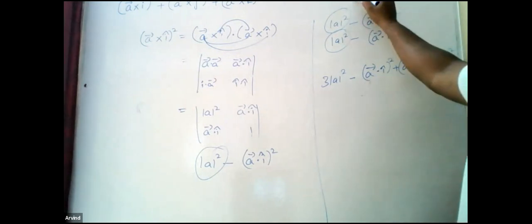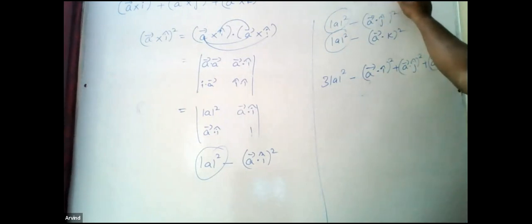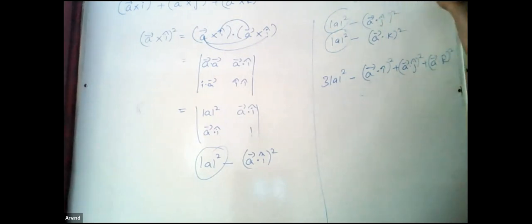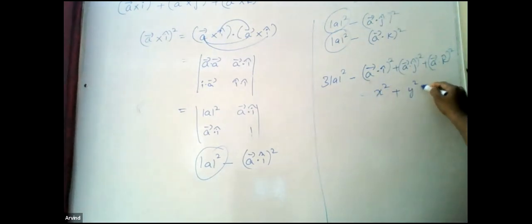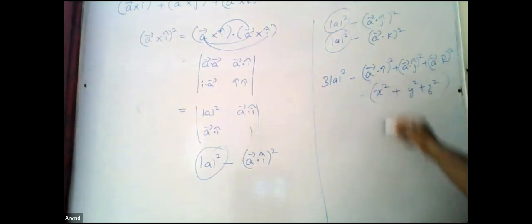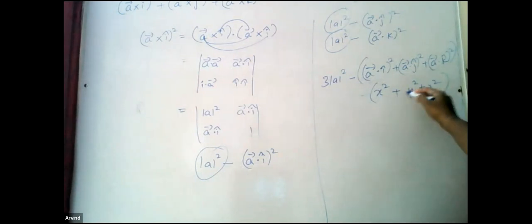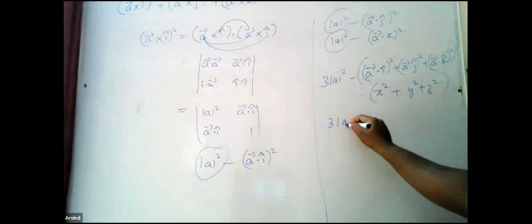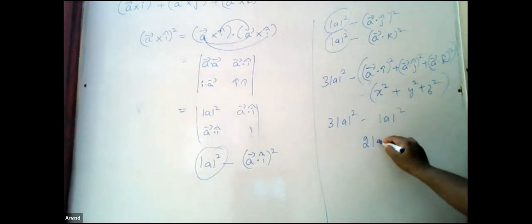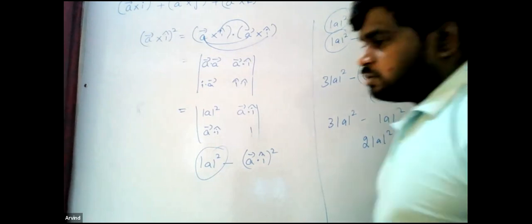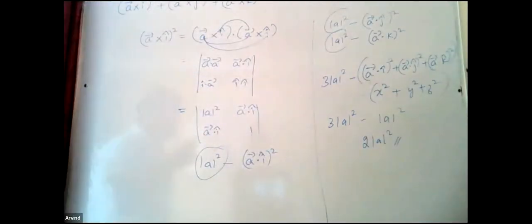A dot i, actually a is x i cap plus y j cap plus z k cap. If you take it, a dot i, these two go away, y and z go away, only x remains. So x square, similarly y square plus z square. You will get that. x square plus y square plus z square is nothing but mod a square. So 3 mod a square minus mod a square is 2 times mod a square. It's very easy. So remember this.